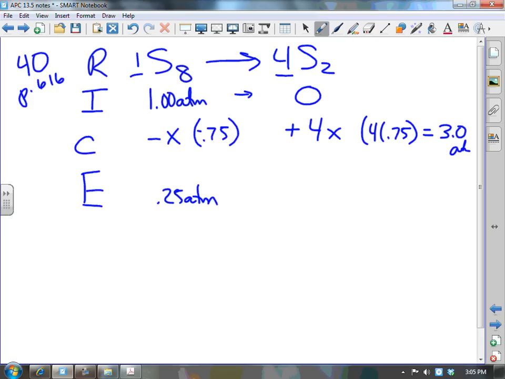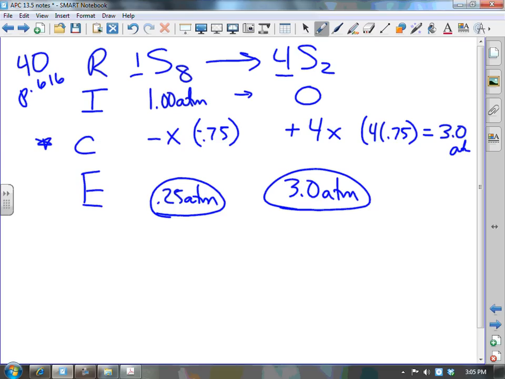So at equilibrium, S8 has 0.25 atmospheres and S2 has 3 atmospheres. This change step is kind of a mole ratio comparison, right? Coefficients 4 over 1, 1 over 4, there's definitely a relationship. Okay, so here are our equilibrium amounts. At equilibrium, that's how much we have of the two species.